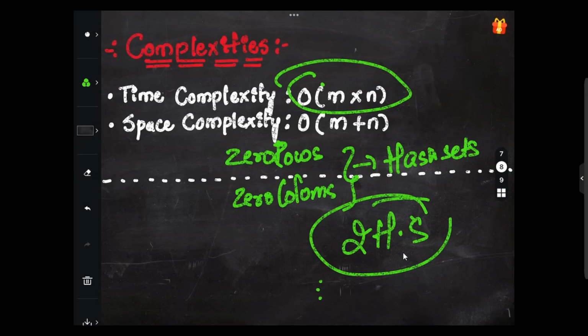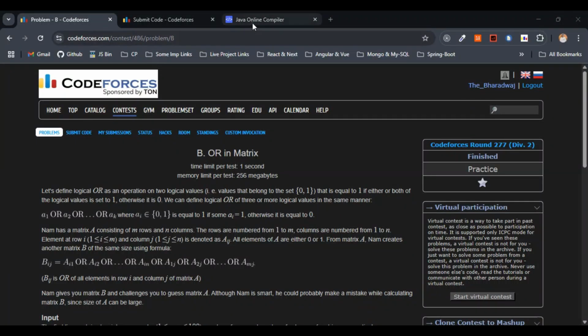So overall time complexity is big O of m into n, and the space complexity will be big O of m plus n for the code that we will be writing. I hope the approach part is completely clear along with the complexities. Now as we are familiar with the complexities as well as the approach, let's start writing the code.